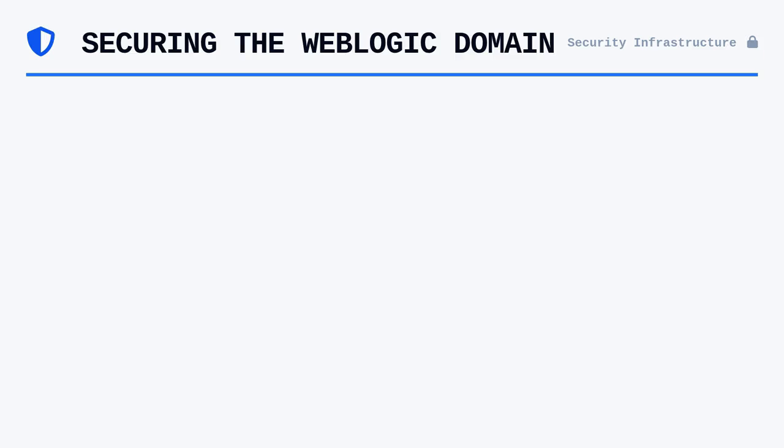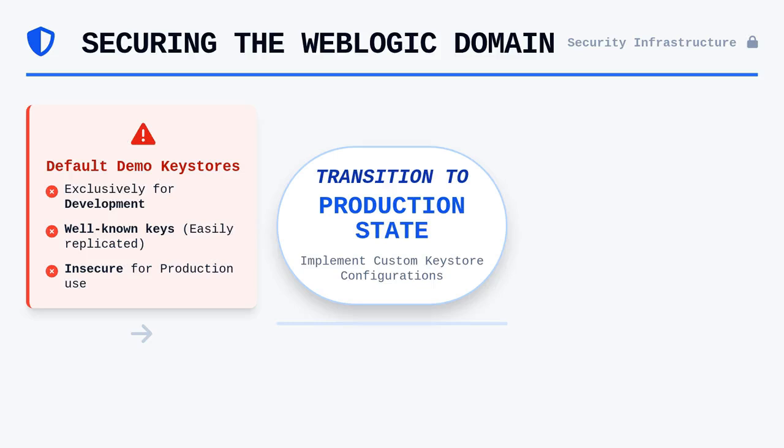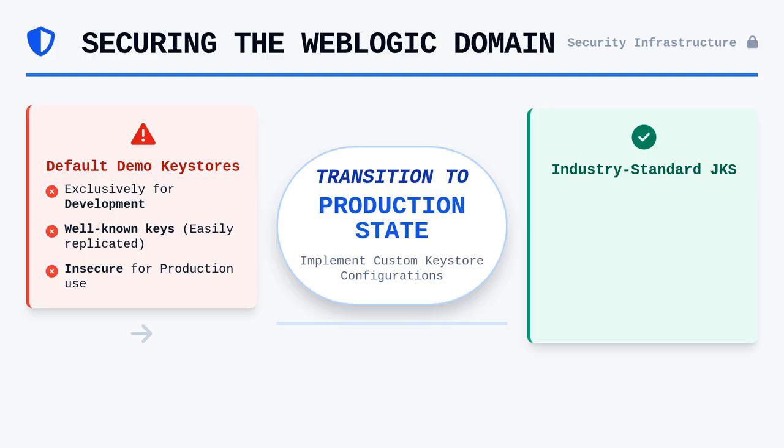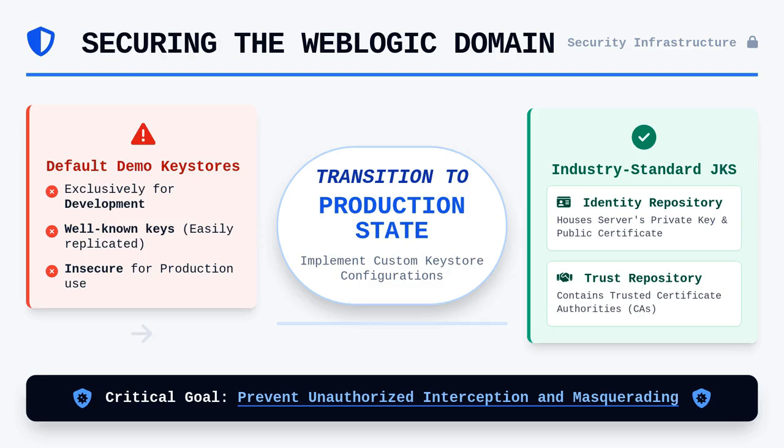By default, WebLogic provides a demonstration key store infrastructure intended exclusively for development environments. These files are not suitable for production because they contain well-known insecure keys that anyone can replicate. To transition to a production-ready state, we must implement custom key store configurations that use industry-standard Java key store archives. This involves creating distinct repositories for identity, which houses the server's private key and public certificate, and trust, which contains the certificates of trusted certificate authorities. Moving away from the default demo files is the most critical step in hardening your domain against unauthorized interception and masquerading attempts.